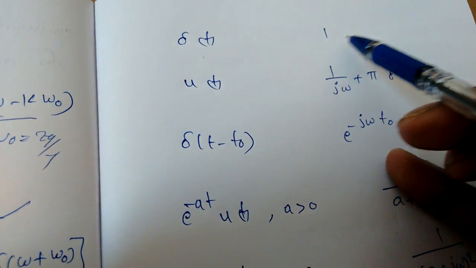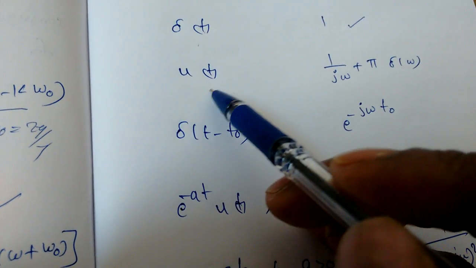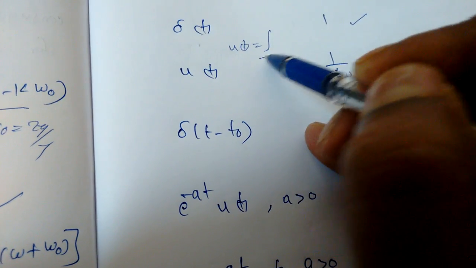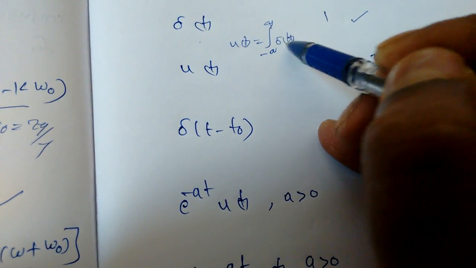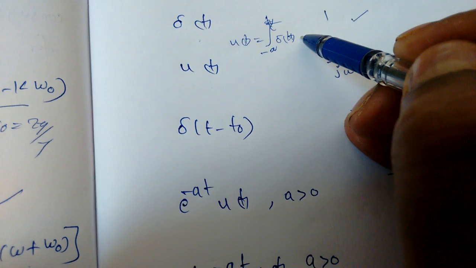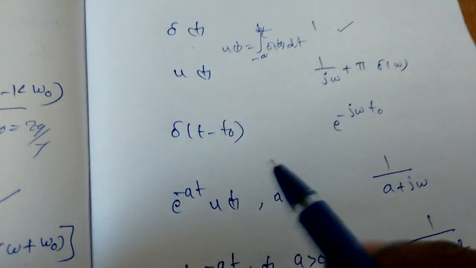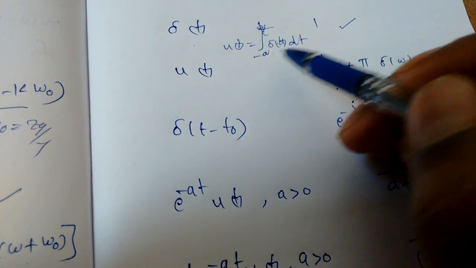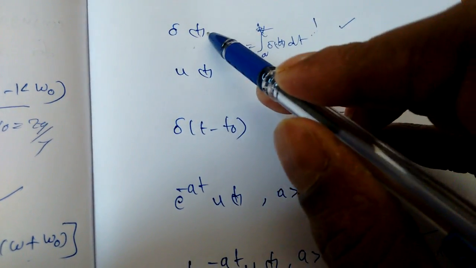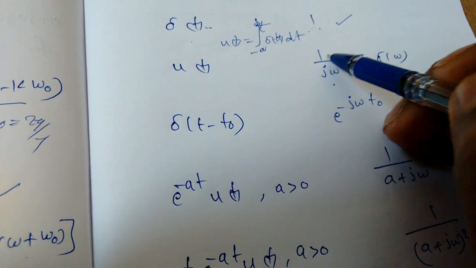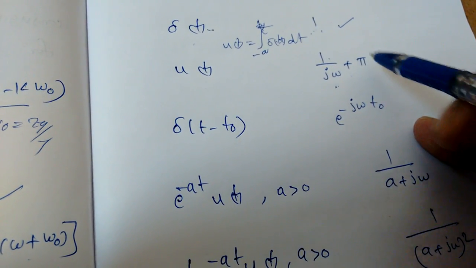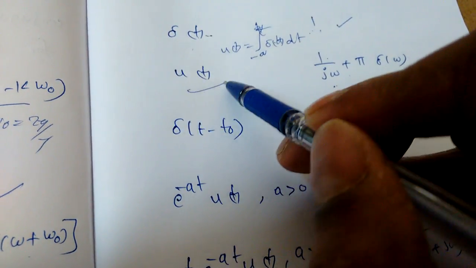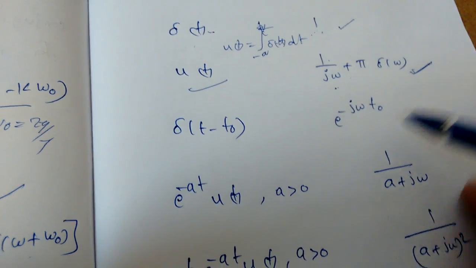If there is δ(t), what is the Fourier transform? Simply 1. If u(t) is there, we know that u(t) is nothing but the integration of δ(τ) from minus infinity to t. Now we know the integration property: X(jω) by jω. Here X(jω) is 1, since the Fourier transform of δ(t) is 1. So 1 by jω plus π into X(0), and X(0) is again 1, so 1 into δ(ω). That is, for the unit step signal, the Fourier transform is like this.